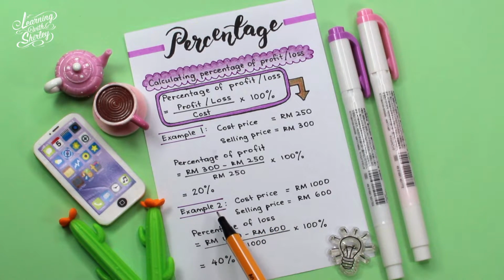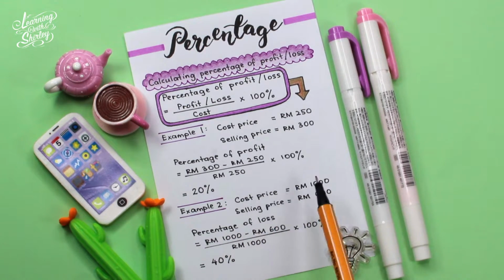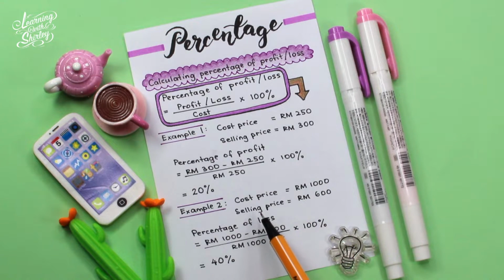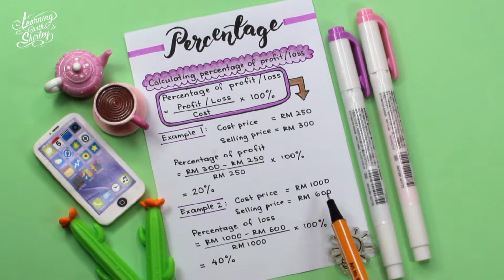Now let's look at example 2. Given cost price is 1,000 ringgit and the selling price is 600 ringgit. So if the selling price is less than the cost price, therefore it's a loss. So to calculate the percentage of loss, we find the difference. 1,000 minus 600 over 1,000 times 100%, we'll get 40%.